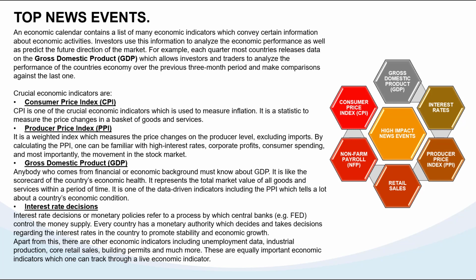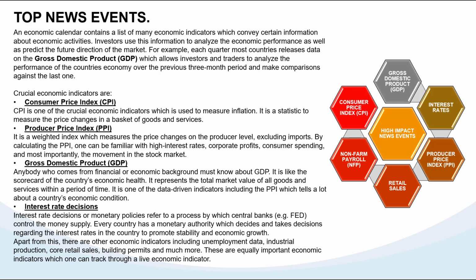Then we've got the gross domestic product, which is the GDP. Anybody who comes from a financial or economic background must know about GDP. It is like the scorecard of the country's economic health. It represents the total market value of all goods and services within a period of time, normally 3 months. It is one of the data-driven indicators, including the PPI, which tells a lot about a country's economic condition.